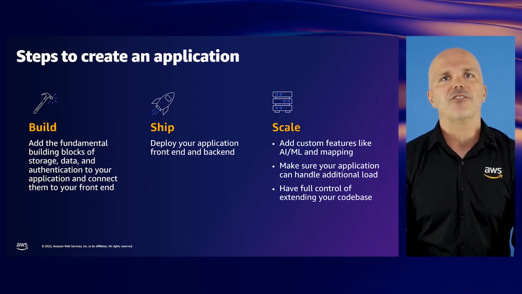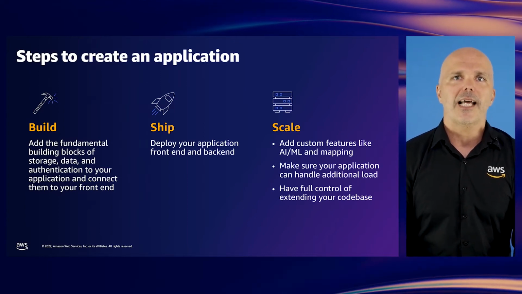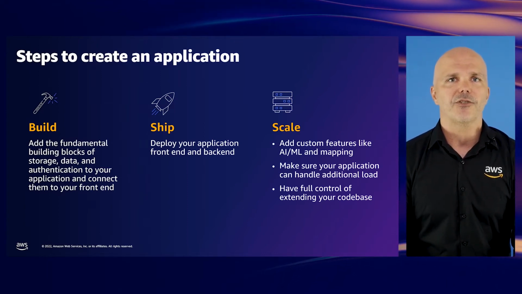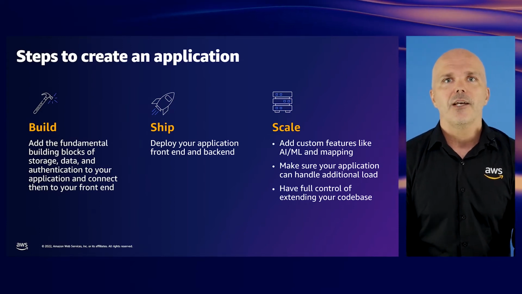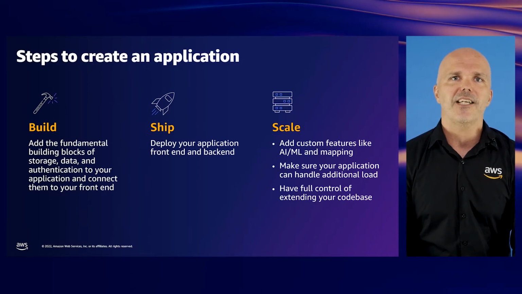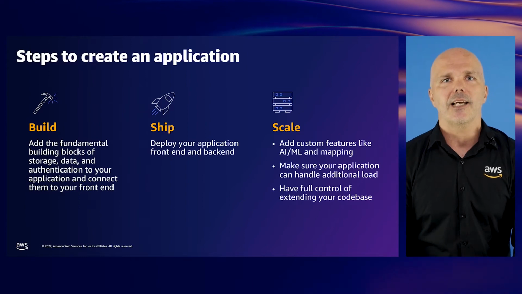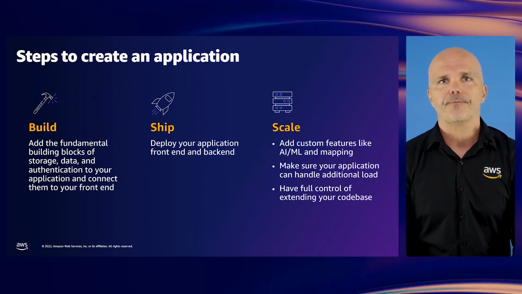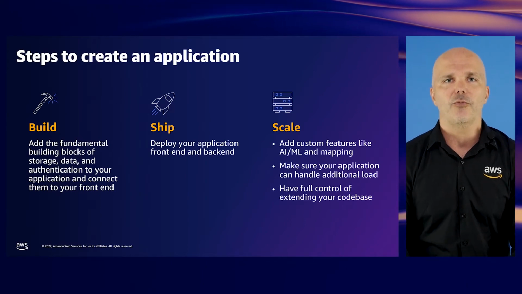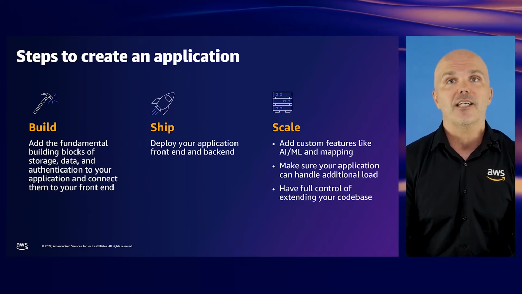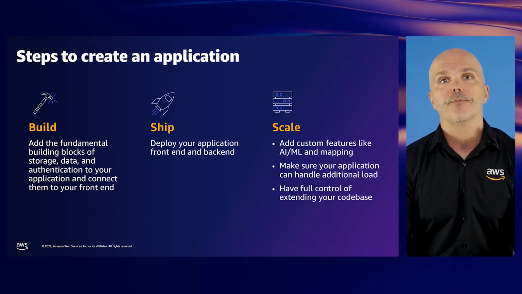And then the final stage is all around scaling that application. So this is where we typically add those post-MVP features, like AI and ML or geolocation as examples. You're also going to make sure that your application can handle any influx of users so that it keeps scaling when more customers come on board. And you also want to have full control of extending your code base. And each of these stages usually include one or more of the personas that we have identified earlier.